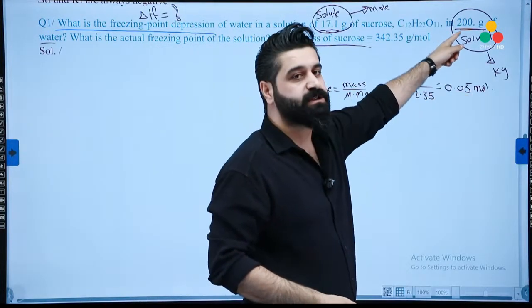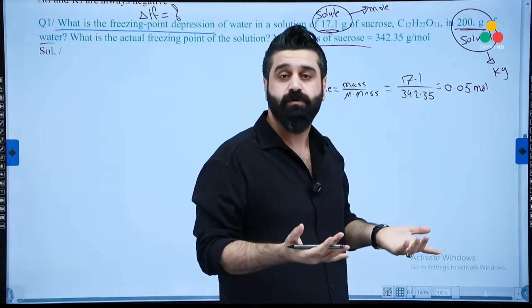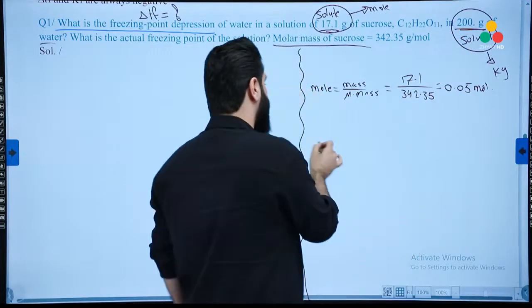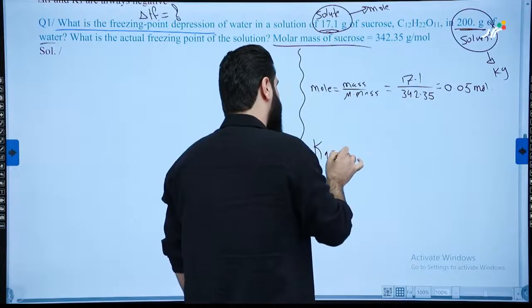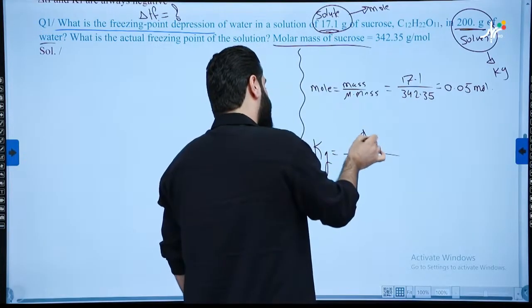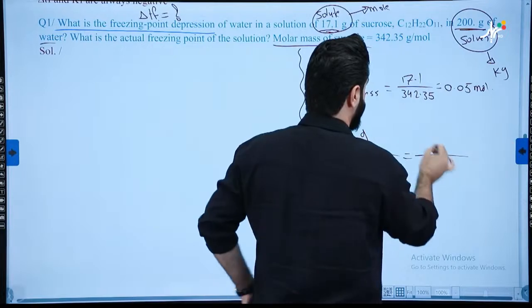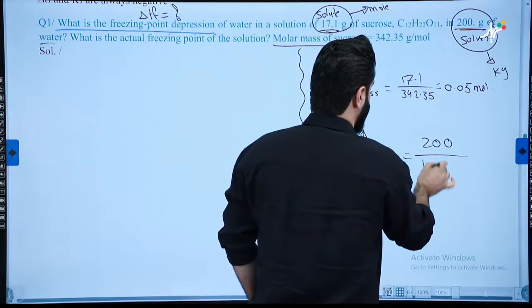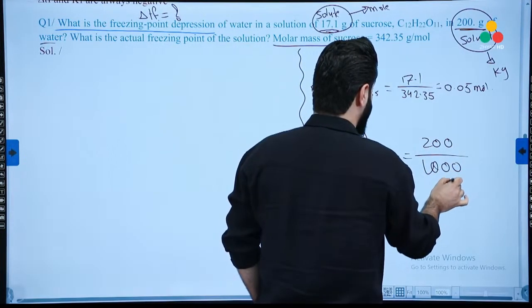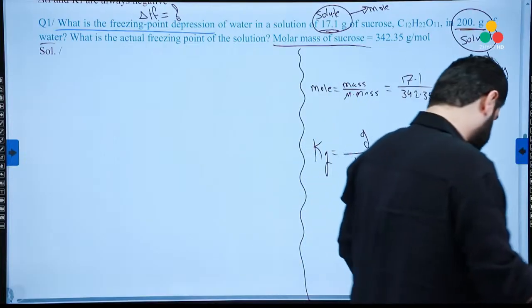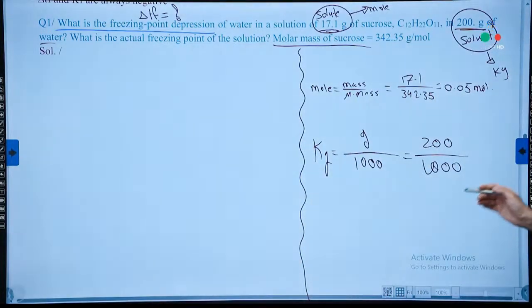How about this? What to do with this? It must be converted into kilogram. Okay, kilogram equals gram divided by 1,000. Okay, the gram is 200, 1,000 is 1,000.